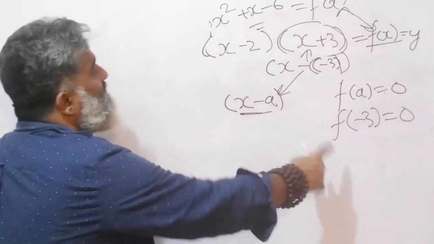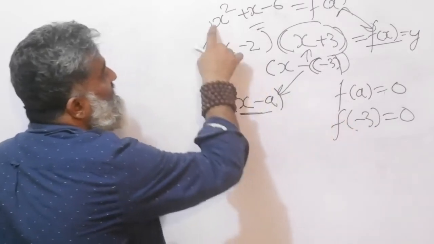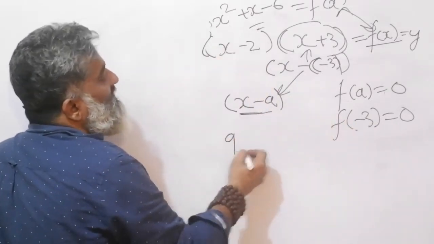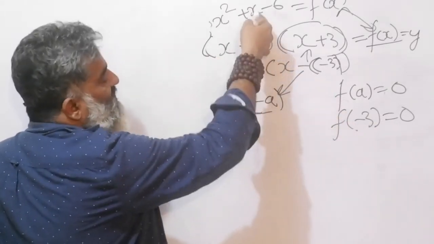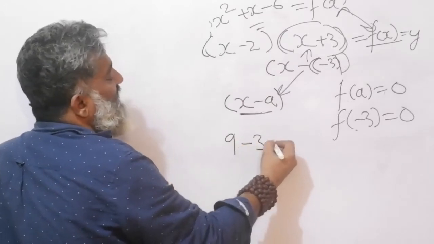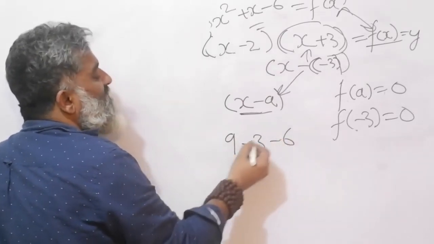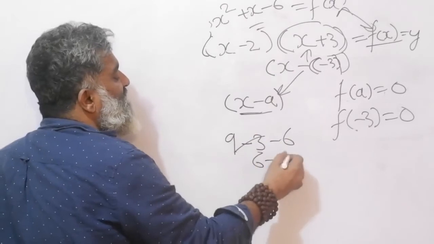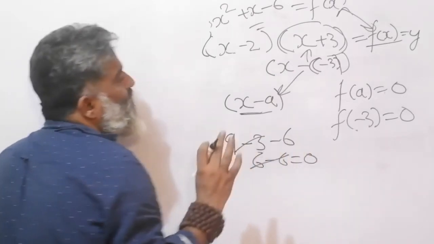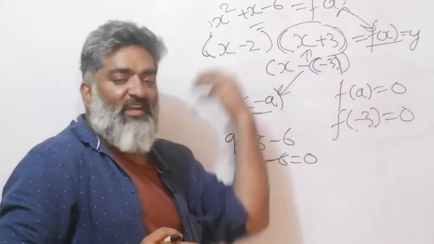Very exciting. Hit pause and calculate. Minus 3 squared is going to give me 9. Minus 3 instead of the x will give me a minus 3 and then a minus 6. 9 minus 3 gives you a 6 and a 6 minus 6 will give you a 0. Wow. So this time I went in the other direction.